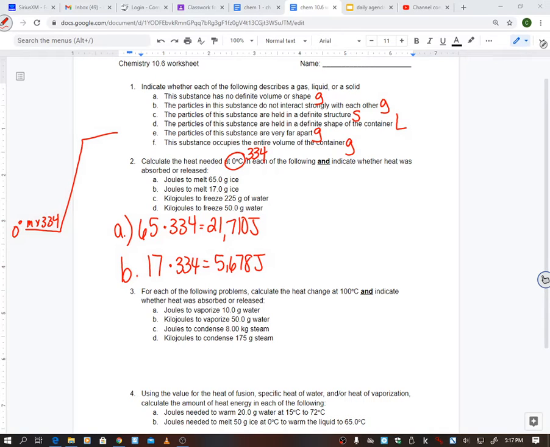Okay, so now absorbed versus released. Now, if you are melting, you're absorbing heat, right? You're absorbing heat, it makes you melt. So these both are melting, so these are both absorbing energy, heat energy.